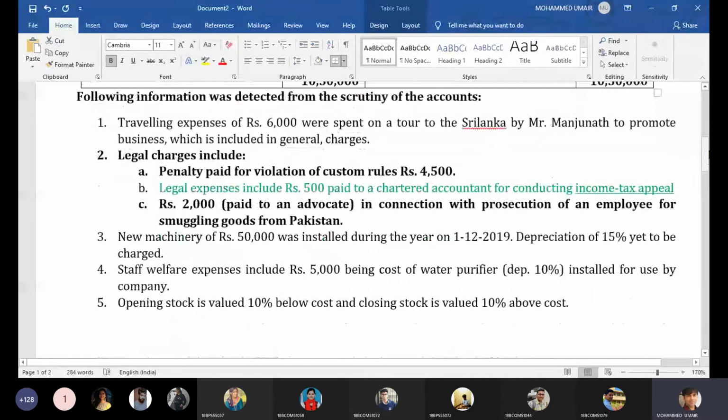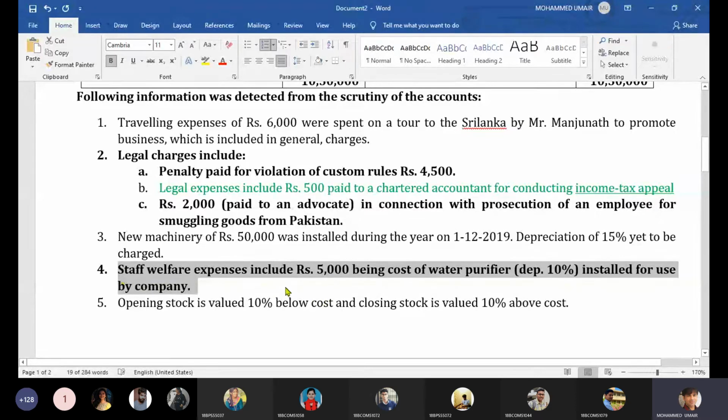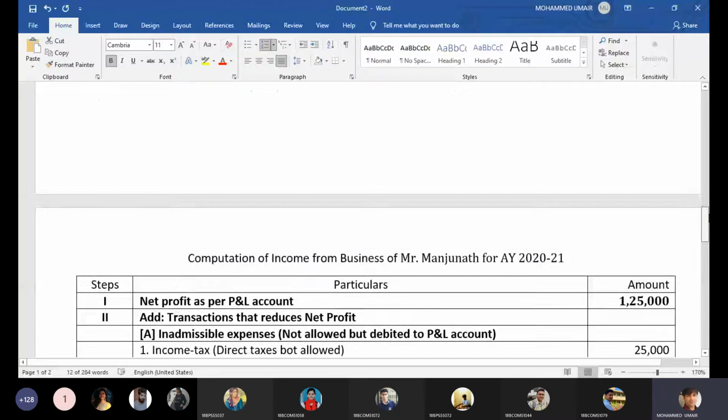If you look at transaction number 4, it says staff welfare expense includes 5,000 being cost of water purifier installed for use by the company. So a water purifier is purchased. Now a water purifier has a life. It runs for 5 years, 10 years. So obviously it's an asset whose benefit can be derived for a longer duration. So we will write this under staff welfare expense. Cost of water purifier is an inadmissible expense.